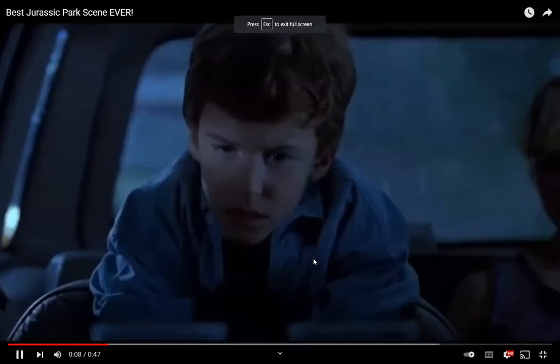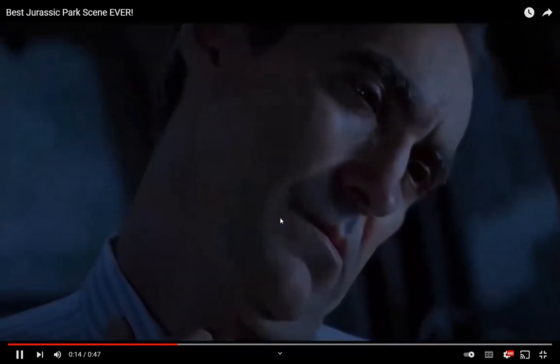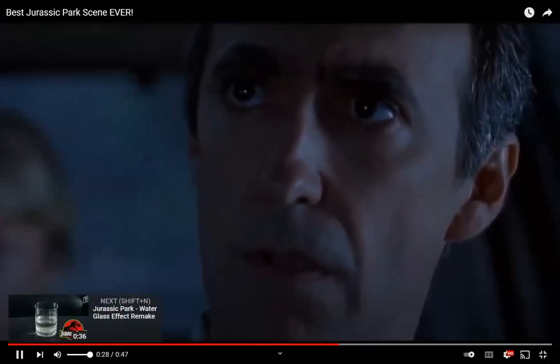You can see these kids are sitting in the vehicle and the water is vibrating. What's happening out in the distance is a T-Rex is approaching, and so every time the T-Rex steps, the ground shakes, and therefore the water shakes. Those are called impact tremors, and I'm going to stop it here because you get the idea.